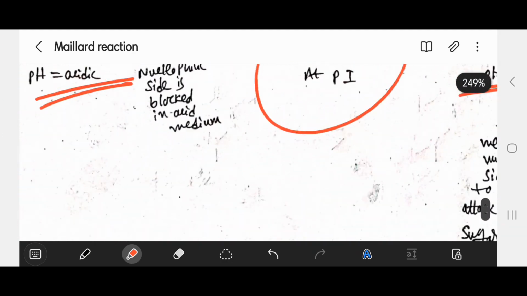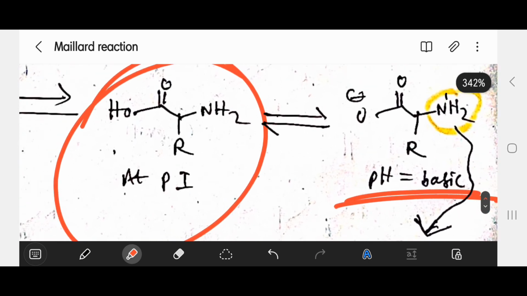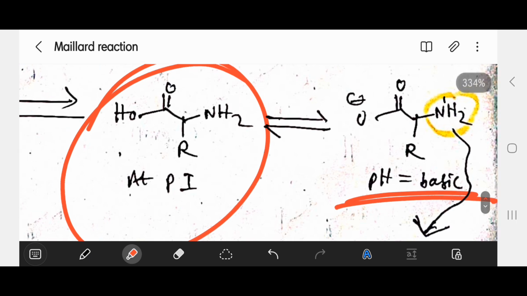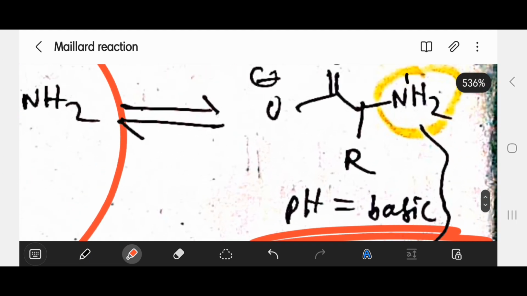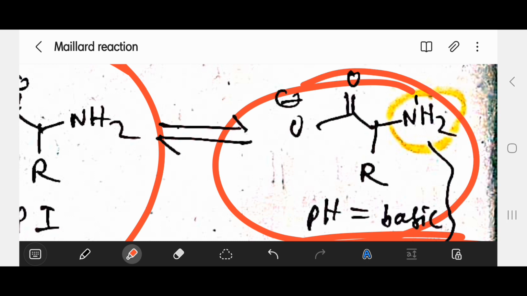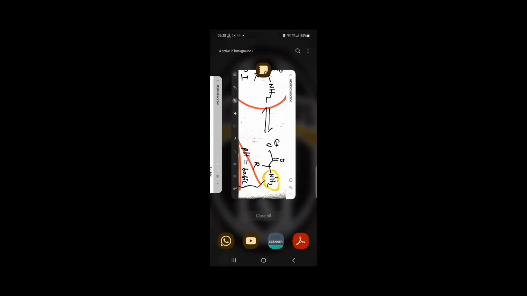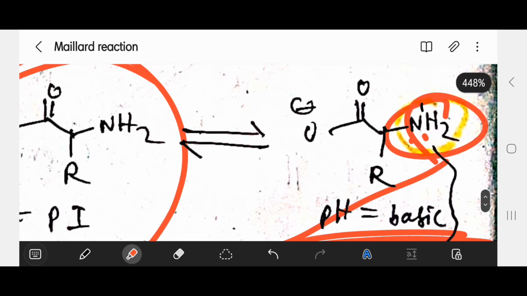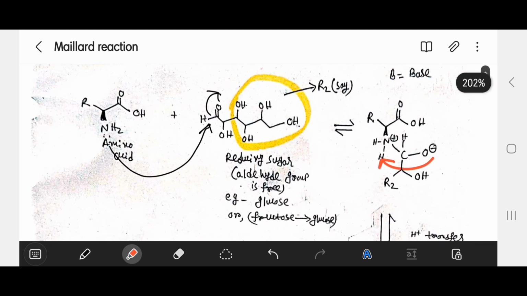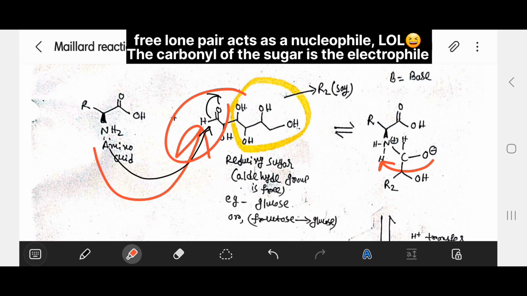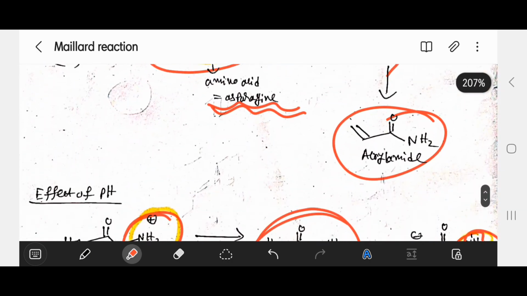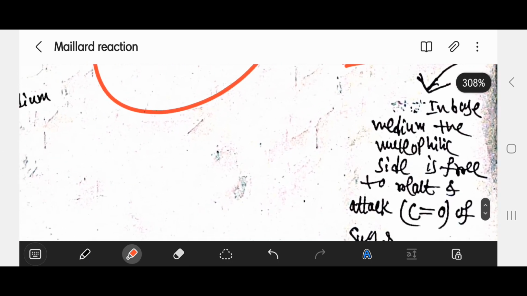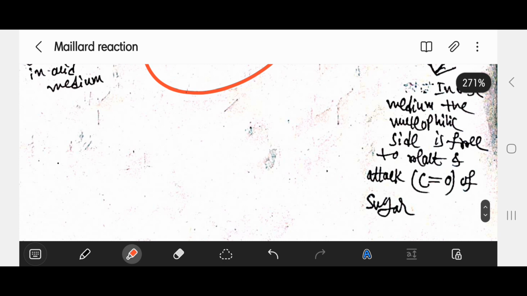Now if we add a base like baking soda or something edible, obviously we will use an edible base here. After adding the base, this form will be the majority form, the predominating form, and this form has free NH2. Obviously free NH2 means a free lone pair, and the free lone pair acts as a nucleophile to attack the carbonyl, and thus this reaction takes place. I have written the thing over here.